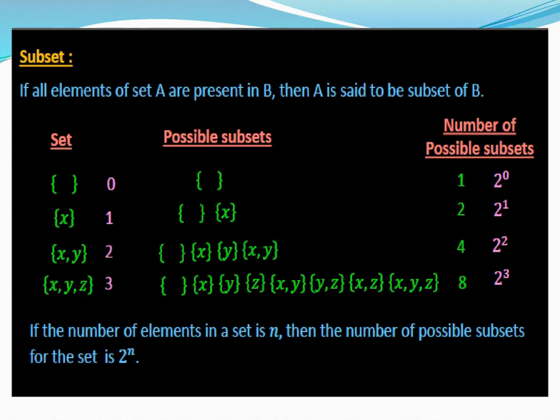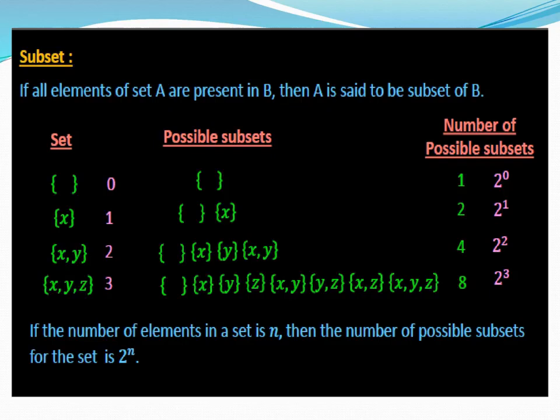Next, take the element x in the set. How many elements are there? Only 1, so n equals 1. You can write 2 power 1 equals 2. So how many subsets are there? The null set is a subset of every set, and every set is a subset of itself. So the given set {x} contains 2 subsets: the null set and itself.